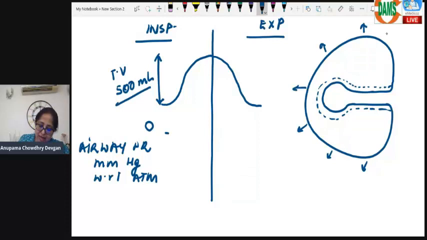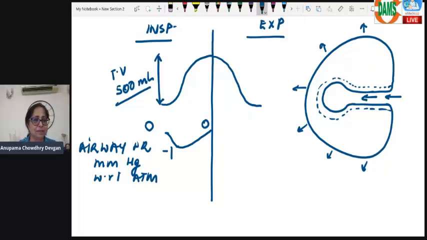Now, the pressure reduces and becomes -1 millimeter of mercury with respect to atmosphere. That means the pressure becomes 759. Outside 760, inside becomes 759. The moment it becomes 759, air will start moving from outside to inside. And when air starts moving in, this -1 pressure will start rising. The moment it becomes zero, equal to the outside pressure, airflow will stop.